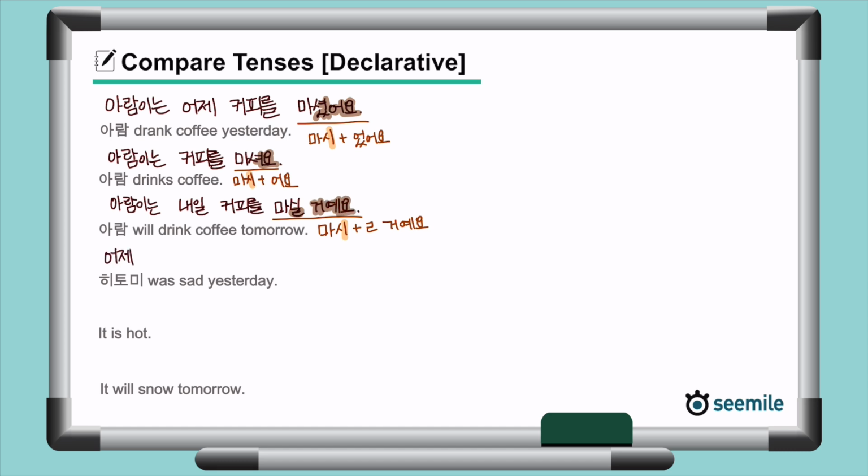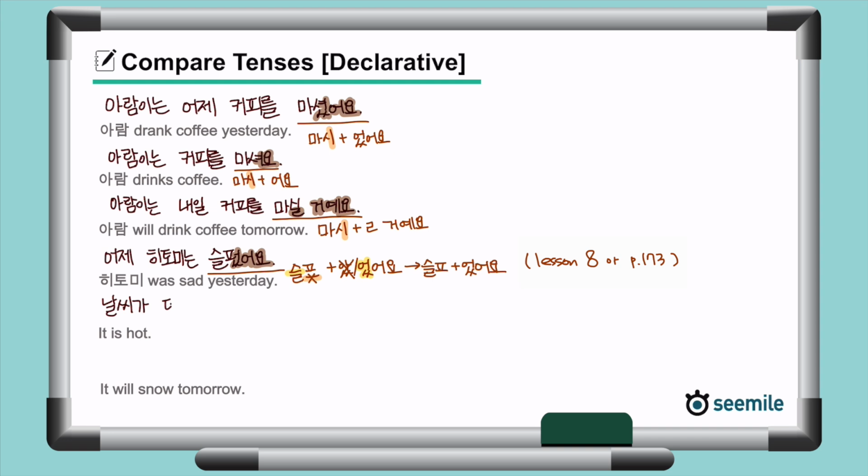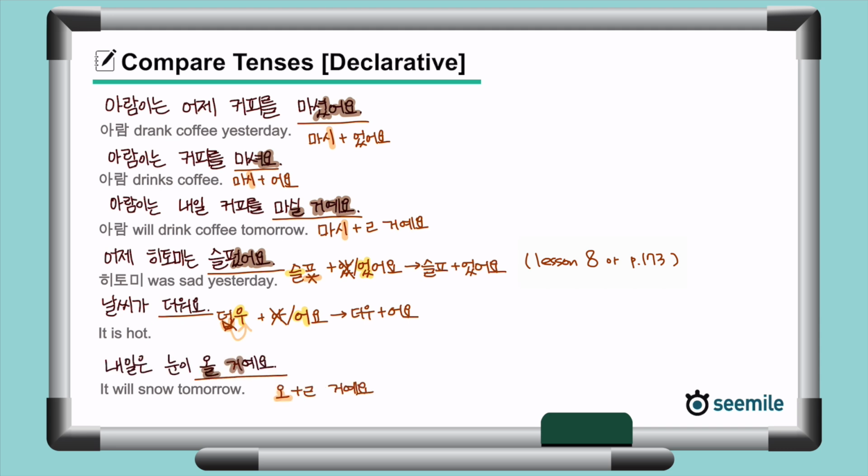Hitomi was sad yesterday. 어제 히토미는 슬펐어요. It is hot. 날씨가 더워요. It will snow tomorrow. 내일은 눈이 올 거예요.